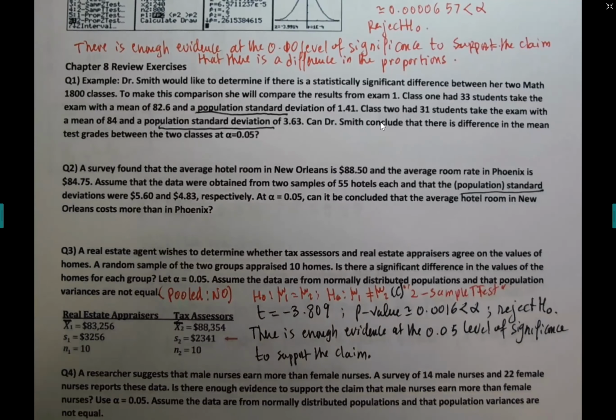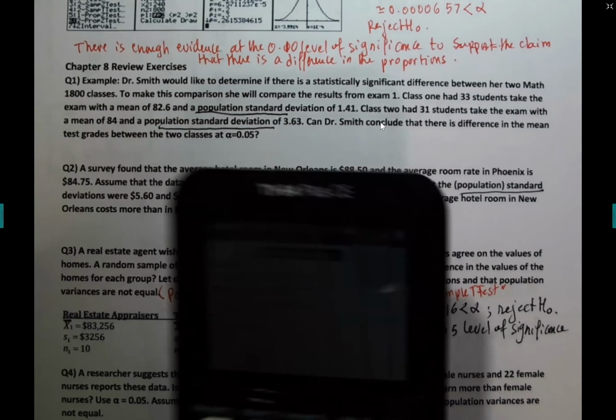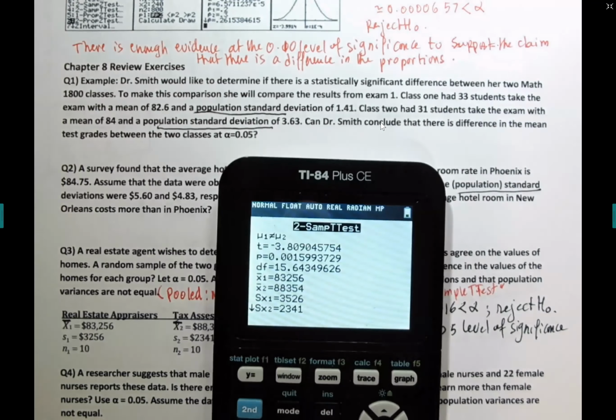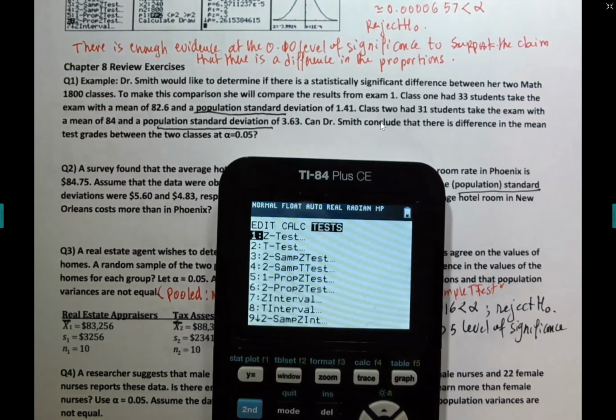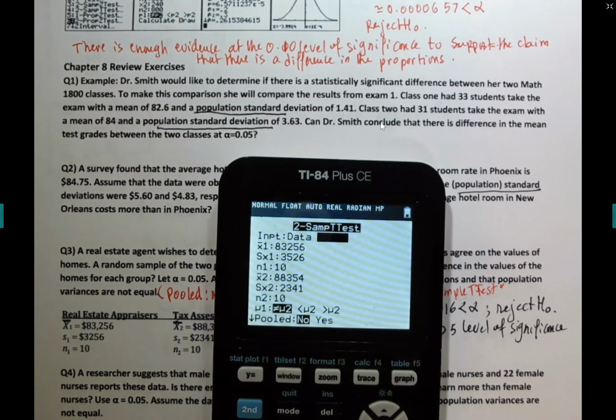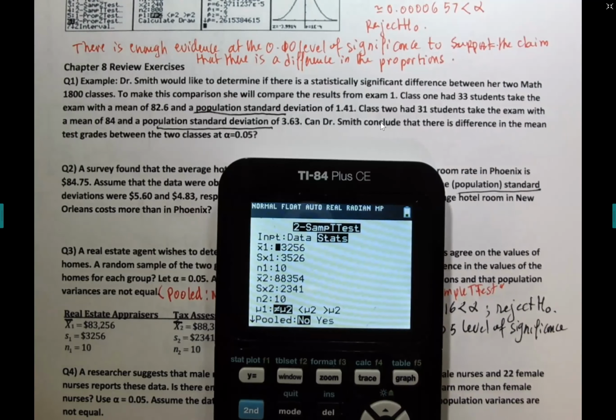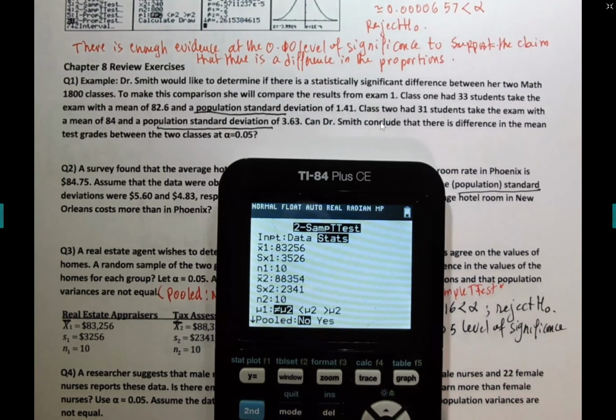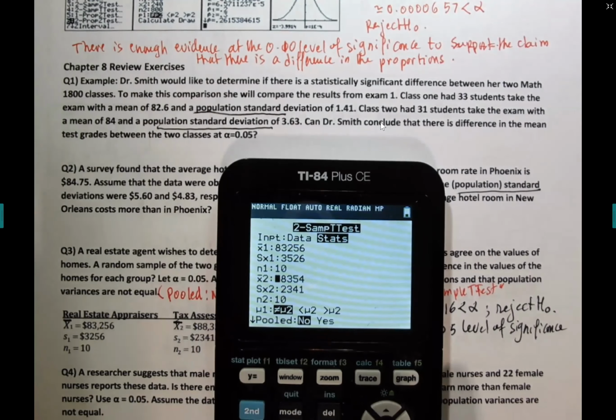Professor, I got a different answer for T. Did I put something different? Let me see. Stat, tests. Well, at least good. Some students are following with this. Let me see what I put. So 83,256, I can double check, no problem. 3526 and 88354.